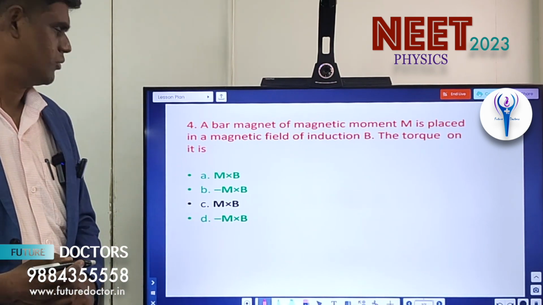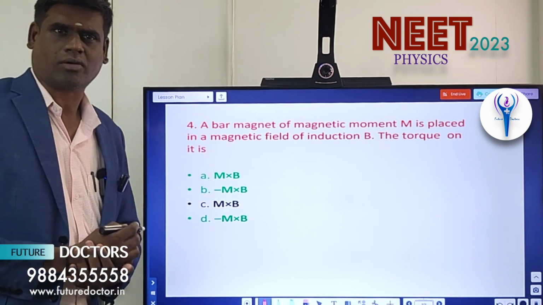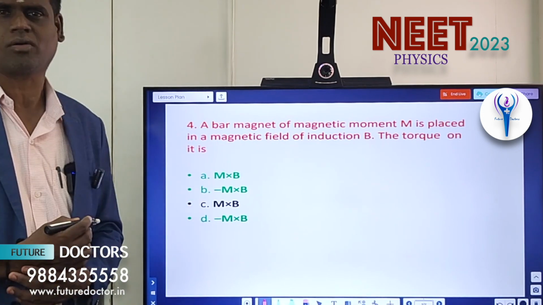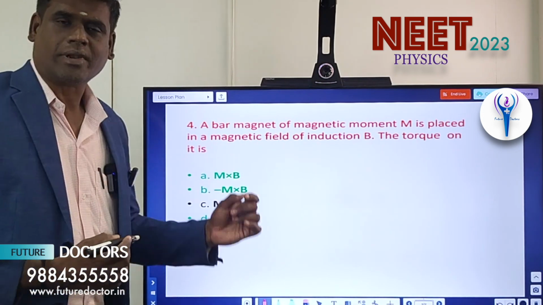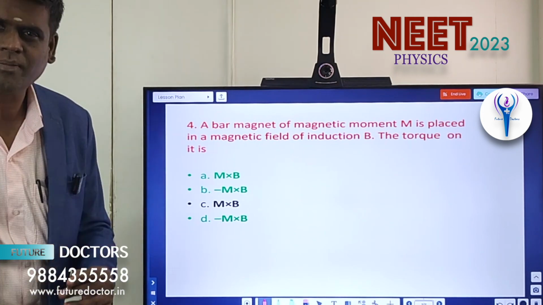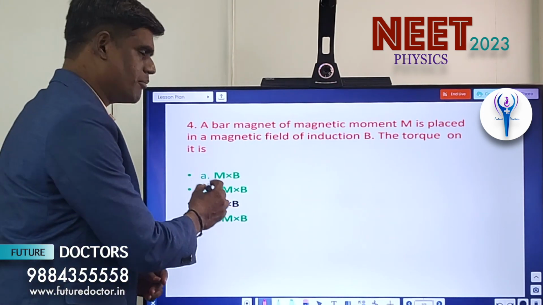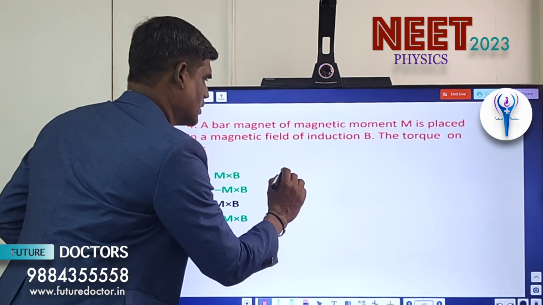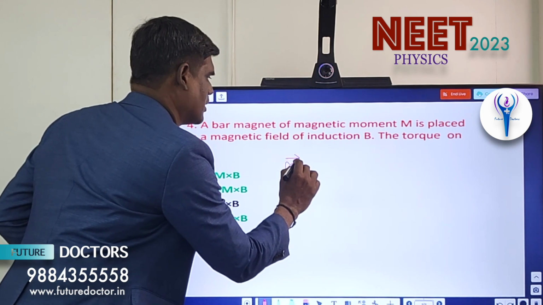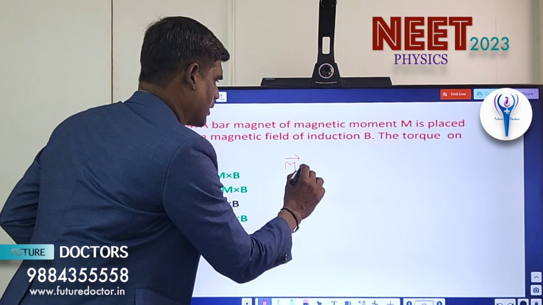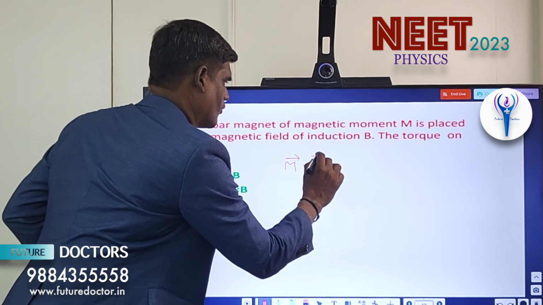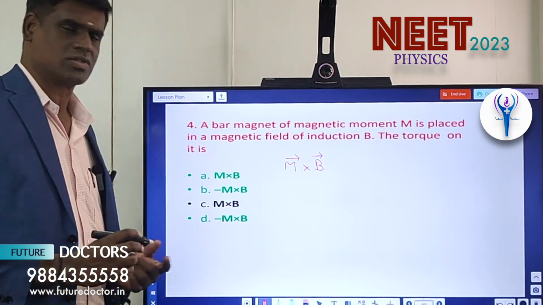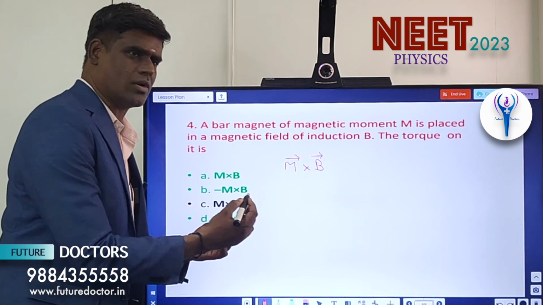Here one thing you want to note down: M and B only in block letters. What does that indicate? Other things are not in block, and M and B only are in block font. Why? That represents a vector. Actually, we can represent a vector in two ways. One is by giving block letters, that is in printed matter. And while writing, we will use an arrow mark, M cross B. So you can write M cross B as bold letters M cross B. It means M vector cross B vector.